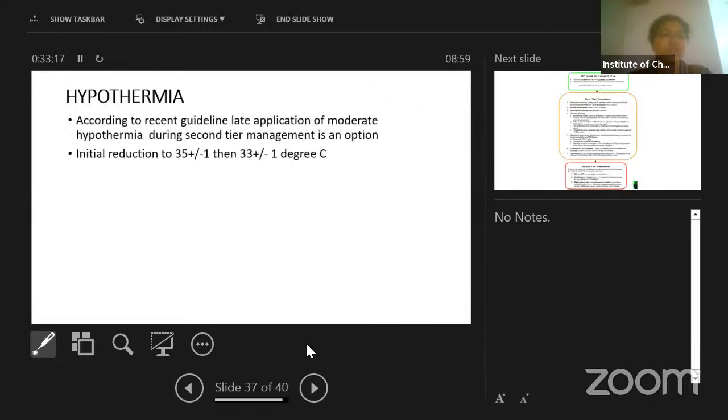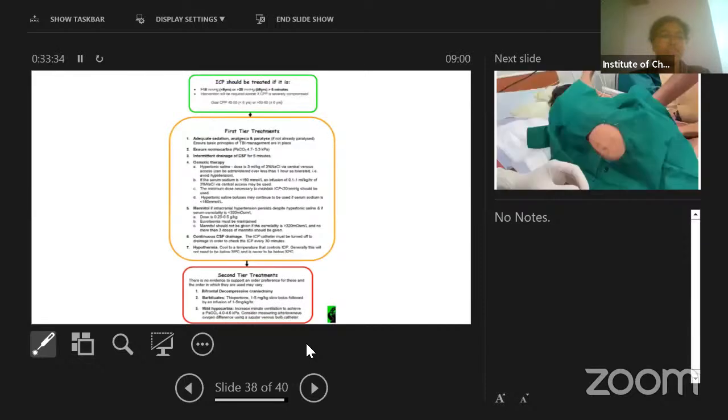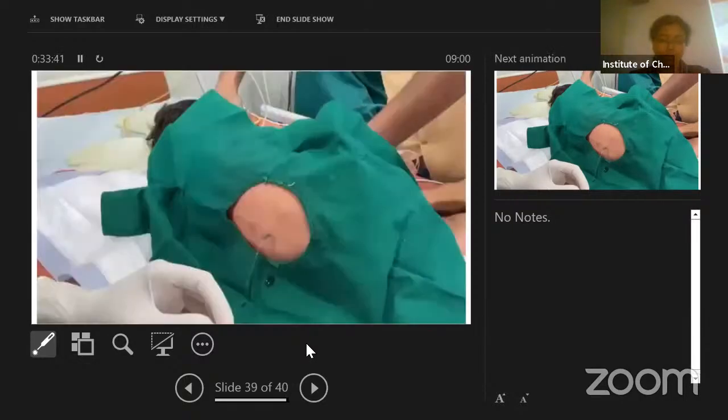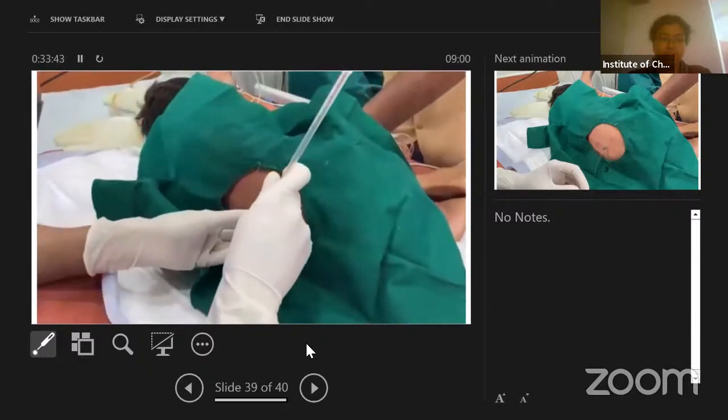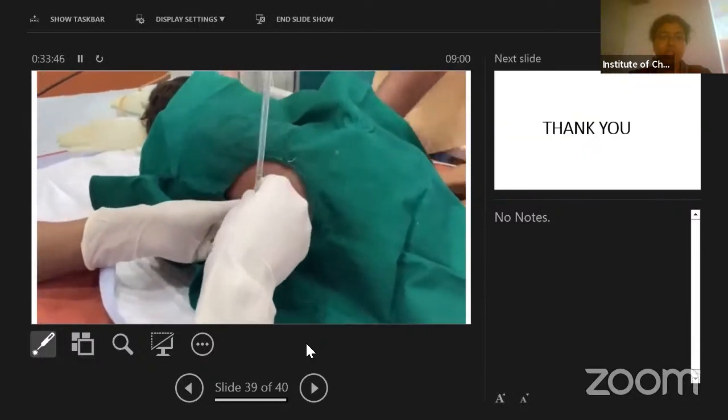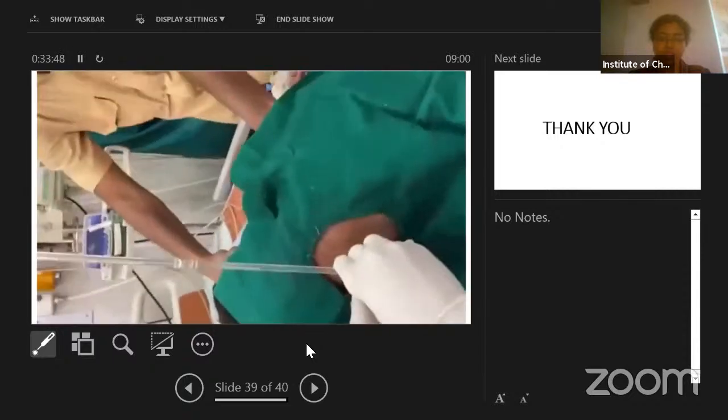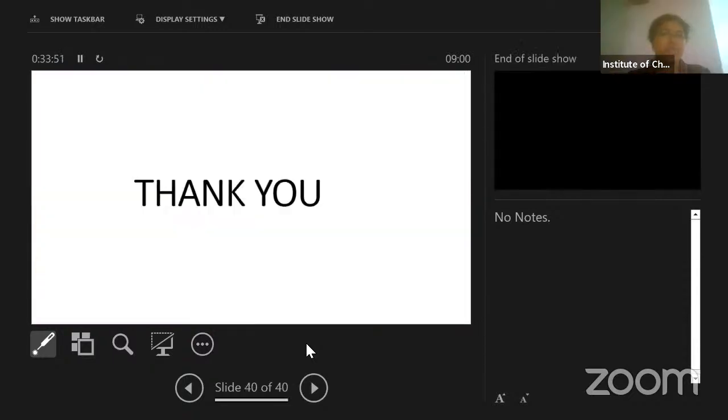Hypothermia is not routinely recommended, but according to recent guidelines, late application of moderate hypothermia during second tier management is an option. Initial reduction to 35 plus minus 1 and then 33 plus minus 1 degree centigrade is recommended. This is the flowchart of how the cerebral perfusion pressure is maintained during raised ICP. And again, the CSF manometry, which was done for this case. Thank you.